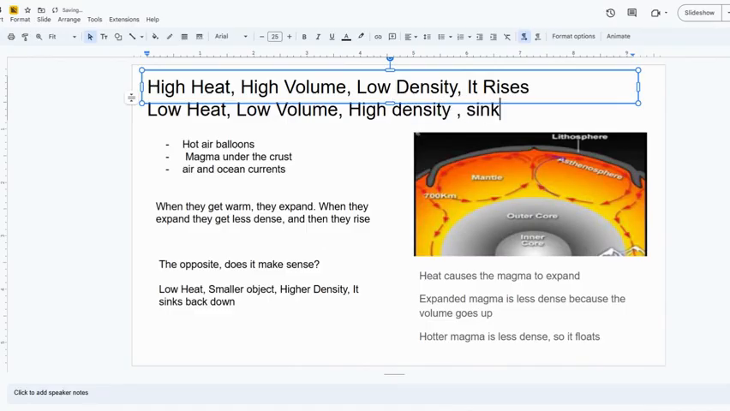Guys, this has been where we combine density and heat transfer. I hope this makes sense. If it doesn't, please feel free to go back and watch it again.